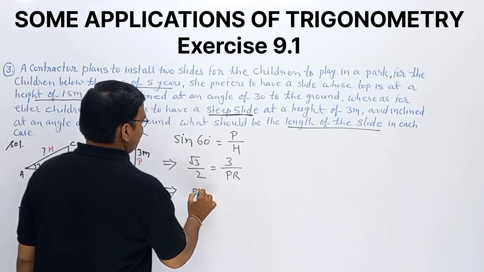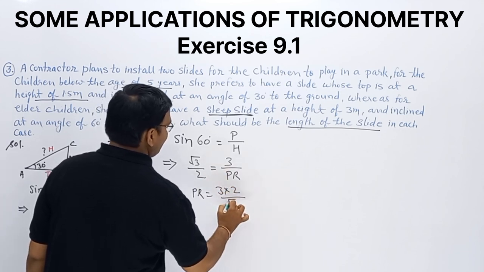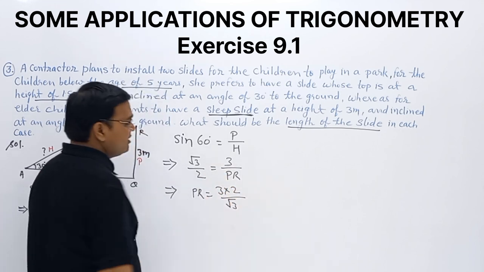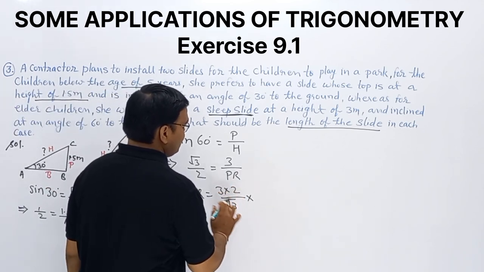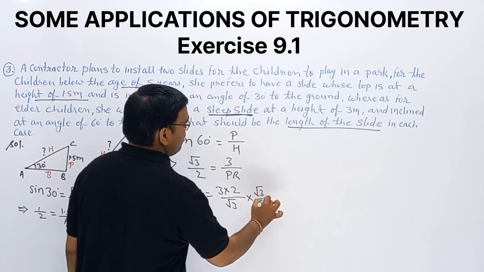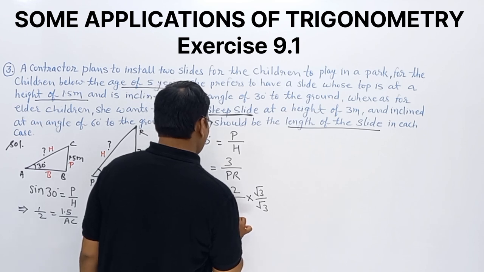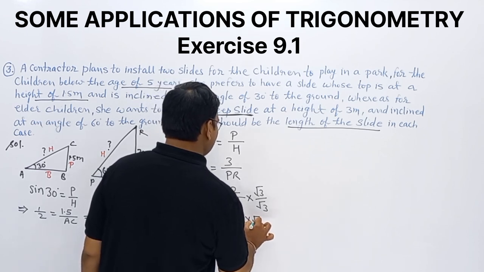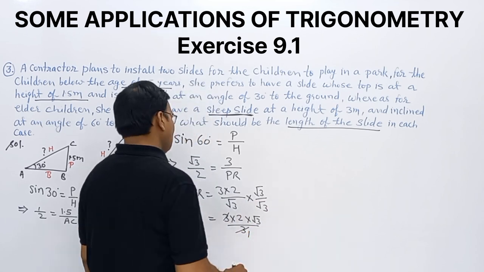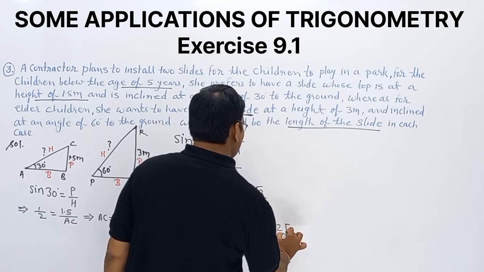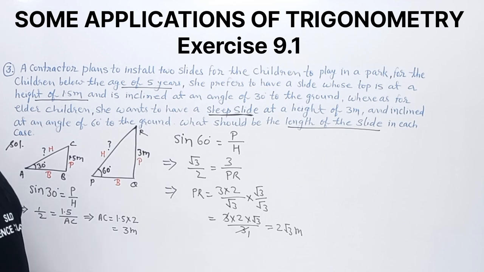So solve this one. PR can be written as 3 into 2 divided by square root of 3. In the denominator we are having a radical sign, so we should multiply numerator and denominator by square root of 3. Finally we are getting 3 into 2 into square root of 3 divided by 3. The 3 and 3 cancel. Finally we are getting 2 square root of 3 meter as the length of this slide.